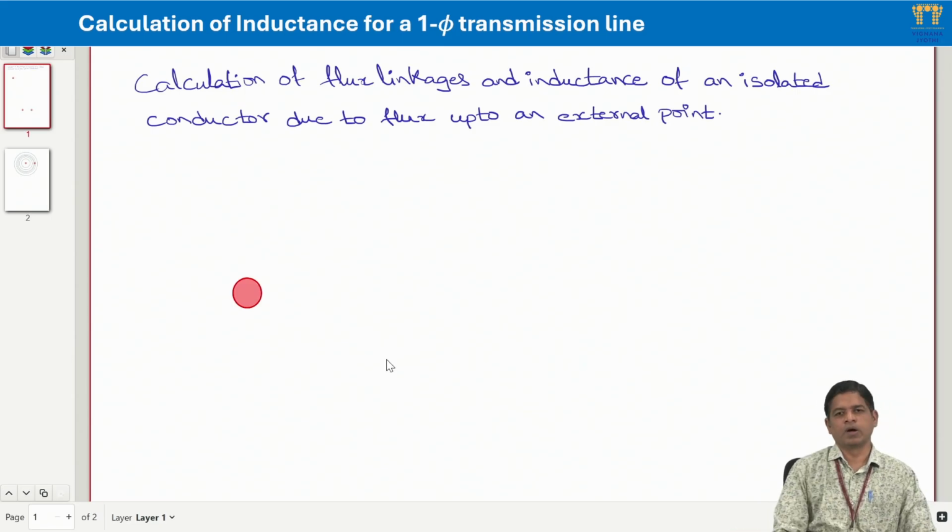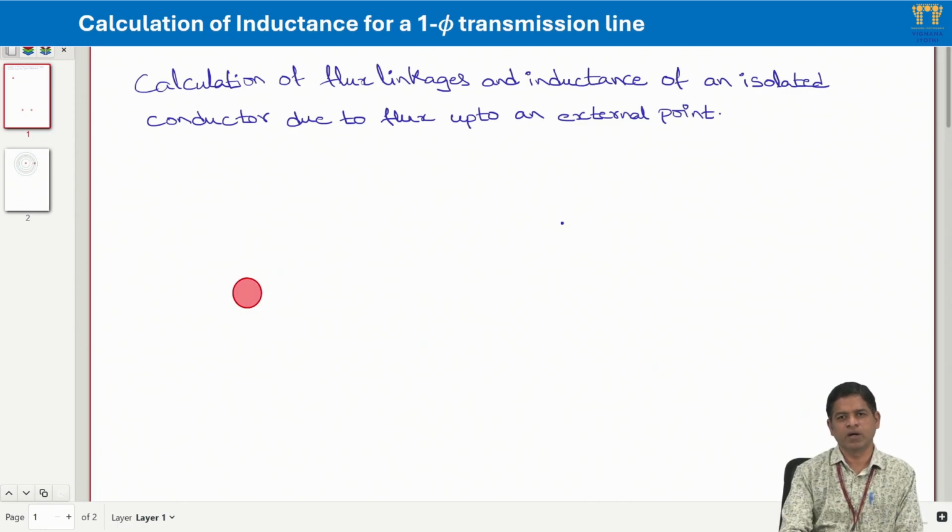Now let us calculate first the flux linkages of this isolated conductor. So when we say isolated conductor, we mean that we do not have any other conductors in vicinity of it which disturbs the flux linkage of this conductor. So that is meant by isolated conductor. And now when we say flux linkages or flux around this conductor, that is not limited to a particular point, but it has no bounds. It moves to infinite distance. So for that reason, we calculate flux linkage of this conductor till some point.